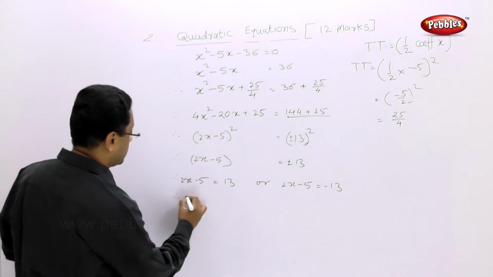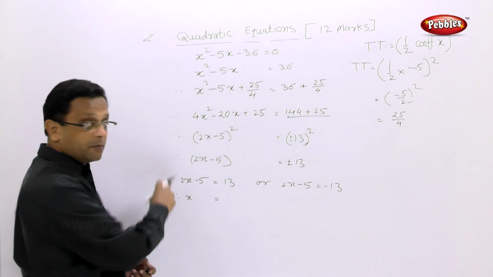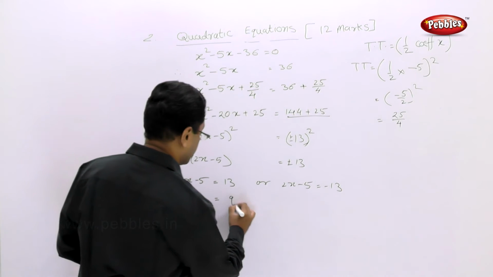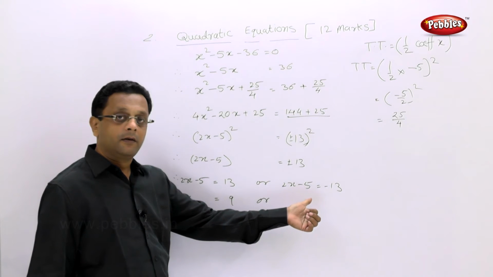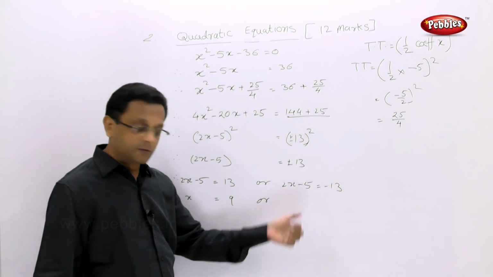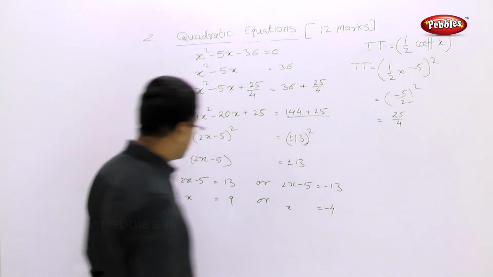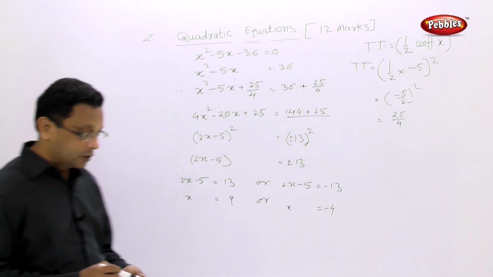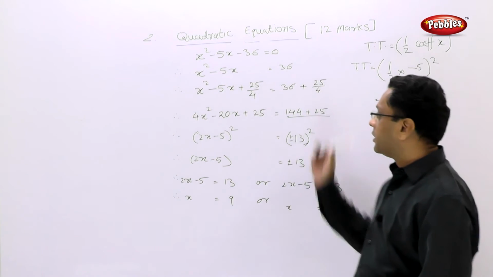So here I'll get x is equal to 13 plus 5, 18, divided by 2, 9. Or I'll get here minus 13 plus 5, it is minus 8 upon 2, that is minus 4. So 9 and minus 4 are the roots of this quadratic equation by the completing the square method.